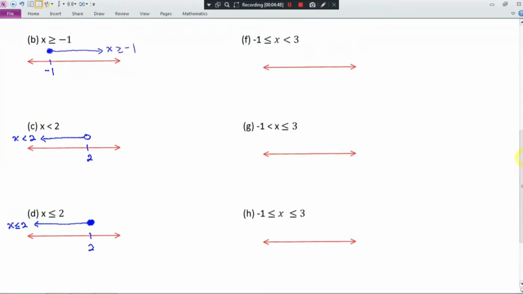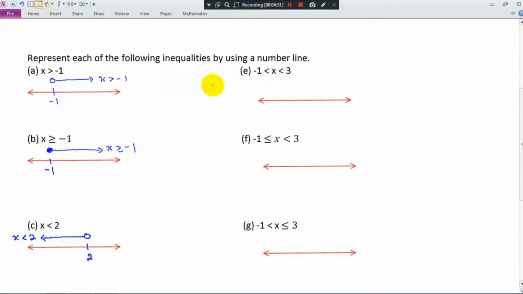Okay, so let's go to the next one. Now we have two parts here. So this one we call x is greater than negative 1 and less than 3. So always remember, put the small number on your left hand side, the bigger number on your right hand side. Then both don't have an equal sign, so put a circle, and combine together. Okay, so this actually is a combination of these two.